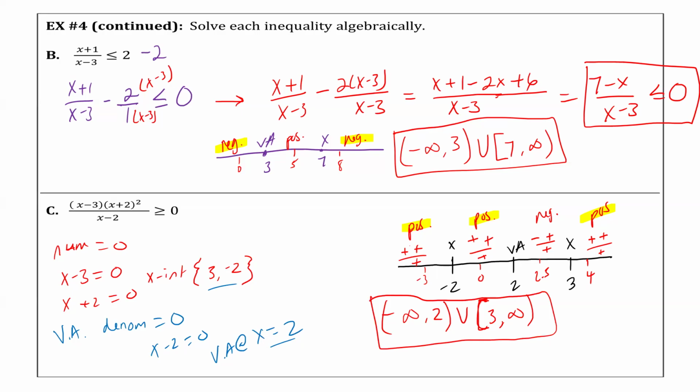Good job. All right. So again, step 1, numerator equal to 0, and you're going to find your x-intercepts. Step 2, denominator equal to 0, and you're going to find your vertical asymptotes. Step 3, you plot them in numerical order, you make a number line with those values. Step 4, you find values, plug them in, and you evaluate their signs. How are the signs changing? Sign chart.